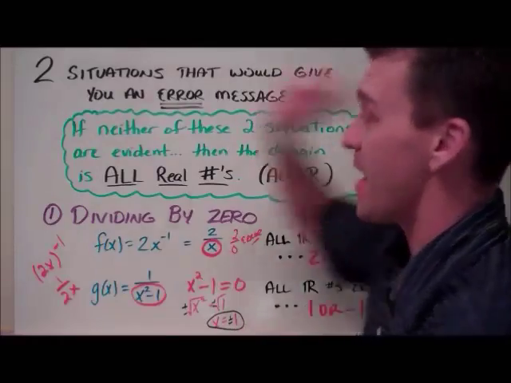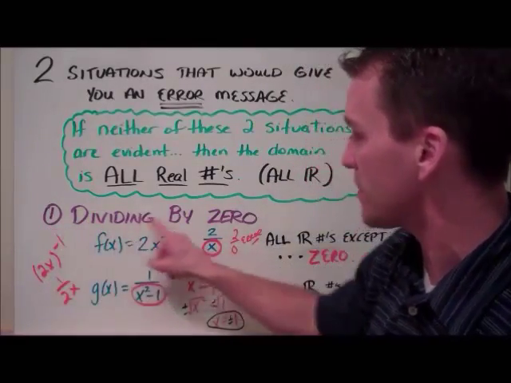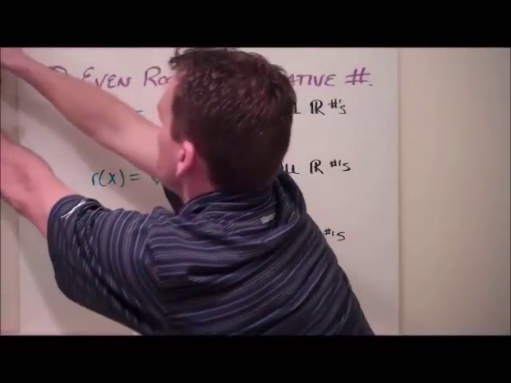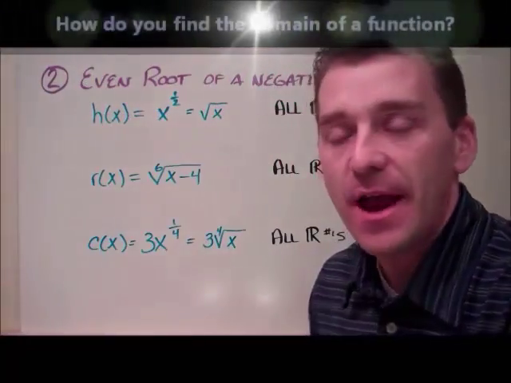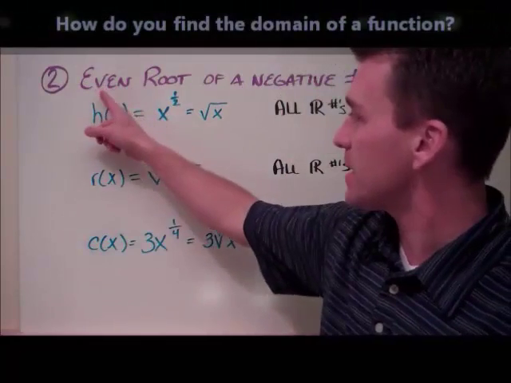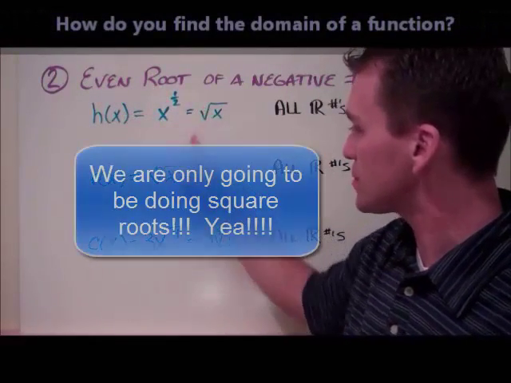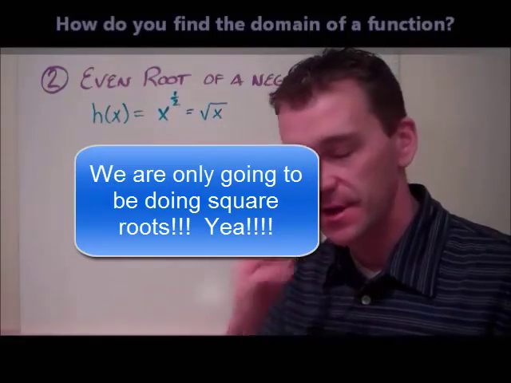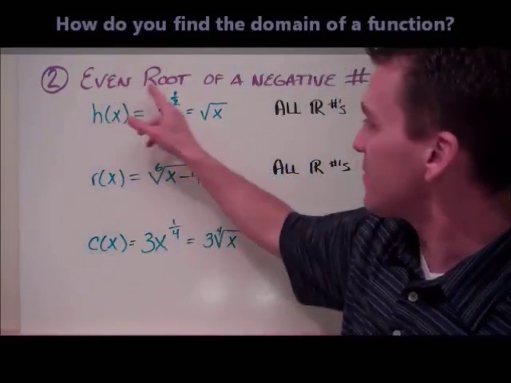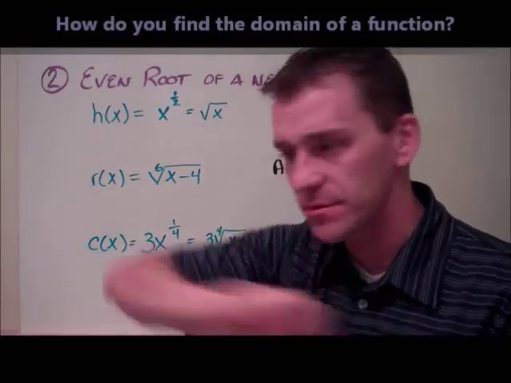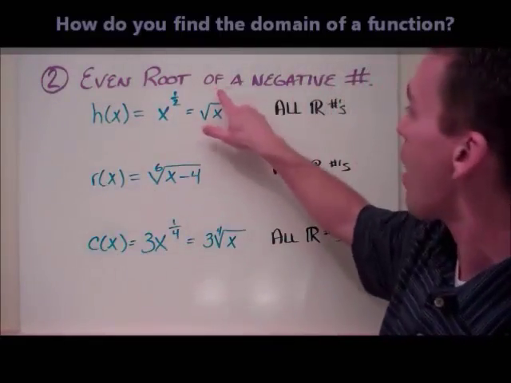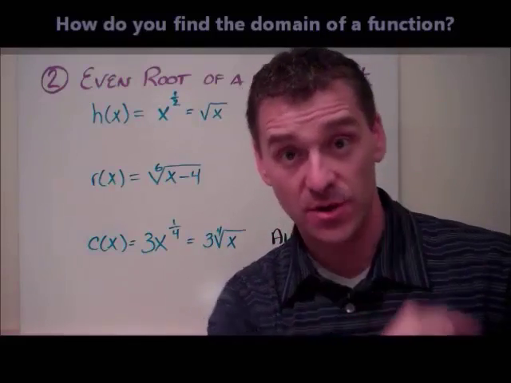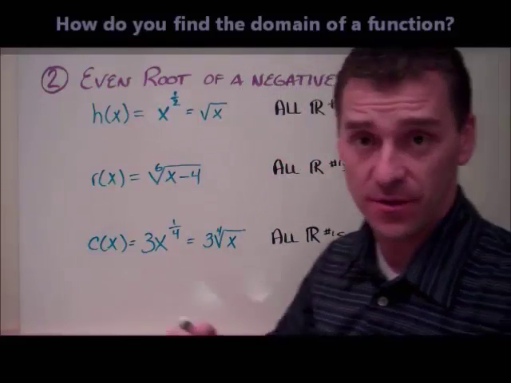So let's go on. That's scenario number 1, dividing by 0. Scenario number 2 is this. If you ever see a radical and it happens to be an even root, so a square root, a 6th root, a 4th root, a 20th root, that's ridiculous, but it could happen. So an even root, if you see that, if it's an odd root, doesn't matter. If it's an even root of a negative number, that is an error message, again, because we talked about this at the very beginning of this video.